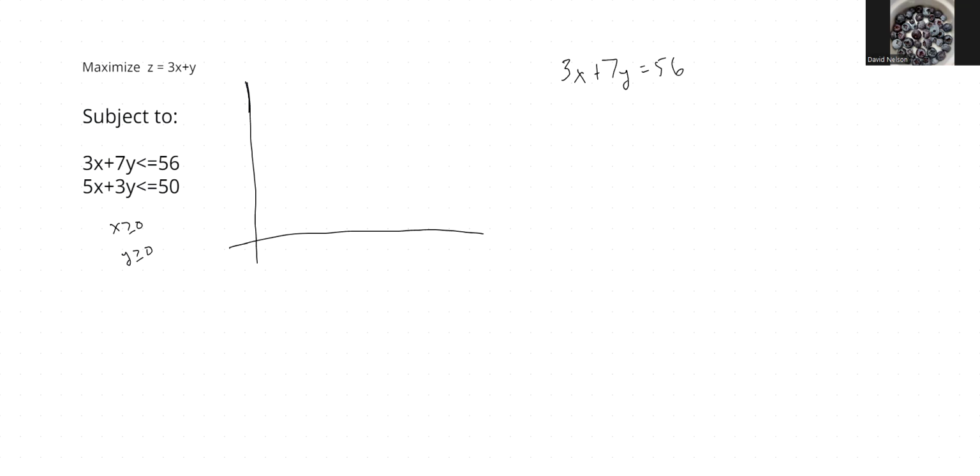And the easy way to do that is to start by looking at the intercepts. If x equals 0, if you plug 0 in for x, you get 7y equals 56. So y would equal 56 divided by 7, which is 8. And then we also want to look at the x-intercept. If y is 0, x is going to equal 56 divided by 3. 56 divided by 3 is 18 2/3, or 18.67.